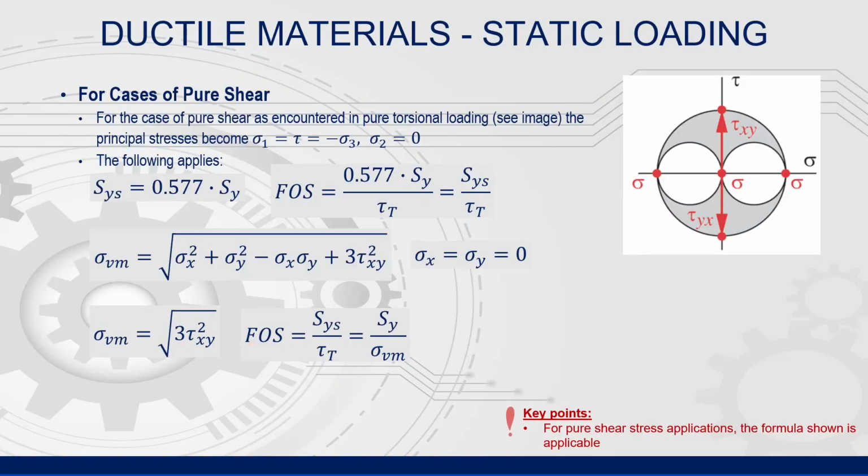It is also equivalent to the shear strength of the material divided by the applied torsional shear stress. And in homework 4.1, we have a case of pure shear, and the solution shows the factor of safety being determined by both methods with the exact same result.